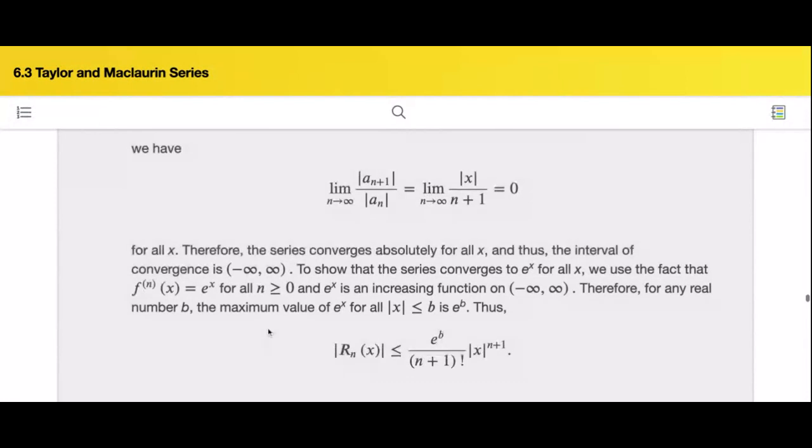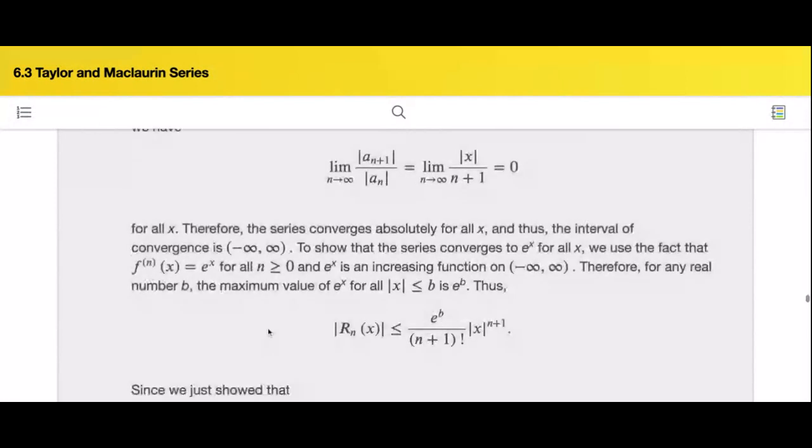So therefore, the series converges absolutely for all x. And thus, the interval of convergence is negative infinity up to positive infinity. Okay. So the interval of convergence is all real numbers. All real numbers.